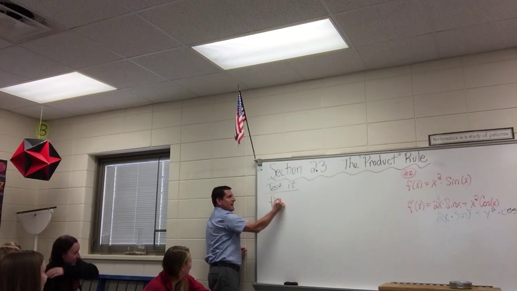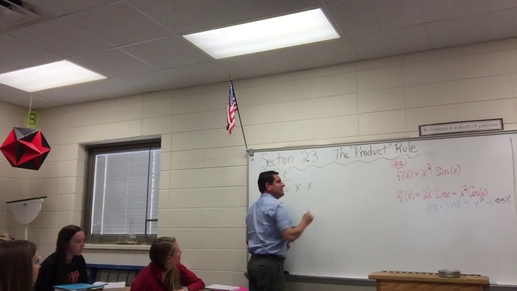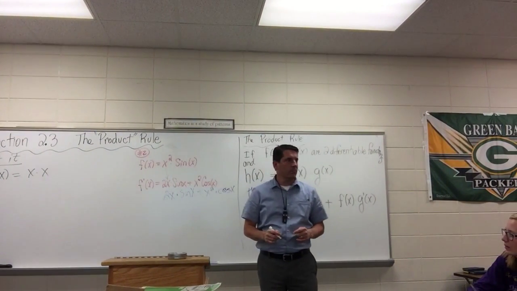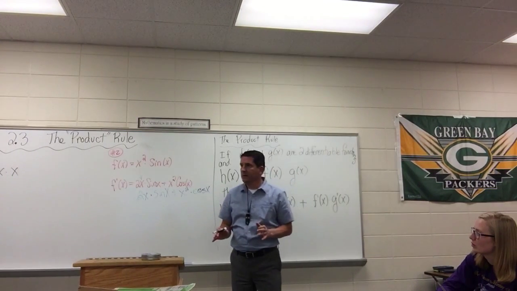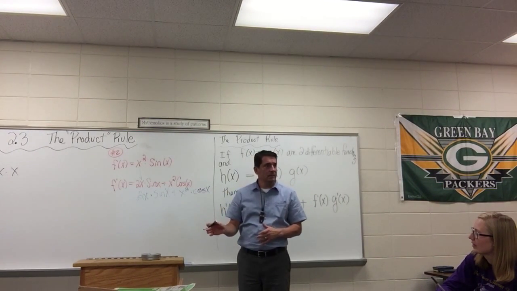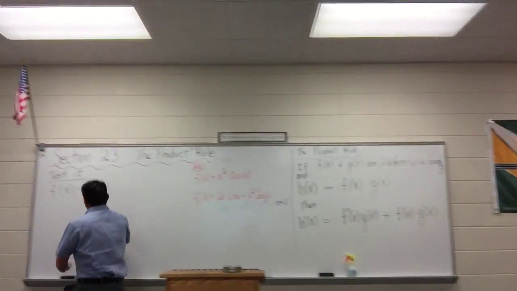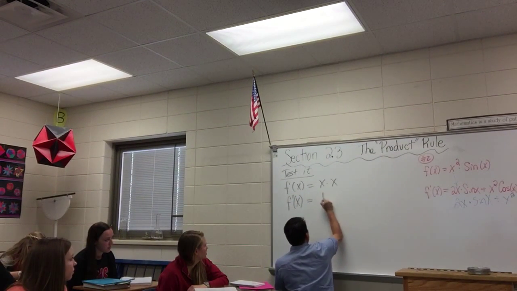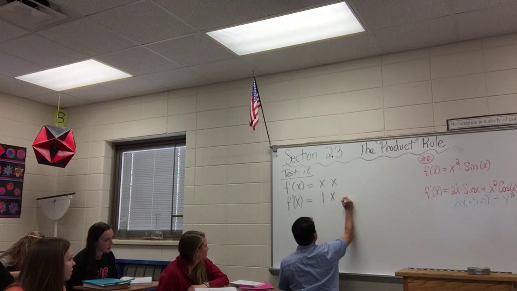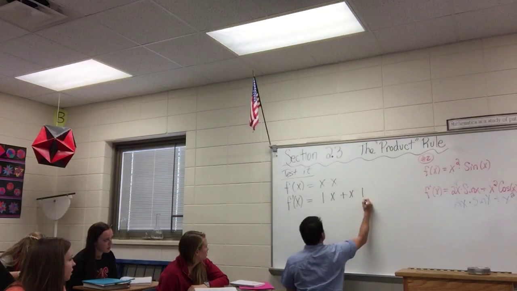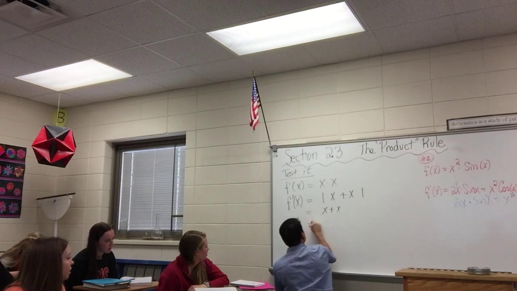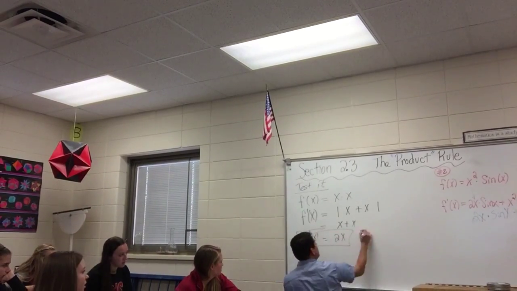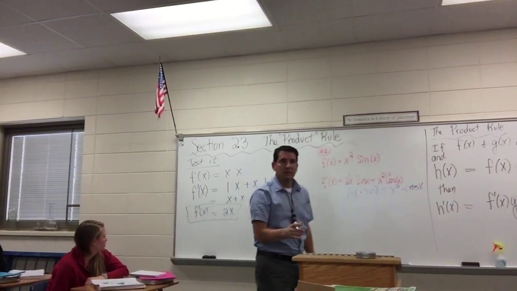Okay, so let's pretend f of x is equal to x times x. What should the final answer be? 2x, right? Because that's x times x. Okay, so here we go. F prime of x is equal to, okay, tell me what to write. 1 times x plus x times 1 equals x plus x, which equals 2x. Therefore, the derivative is equal to 2x. So it works.